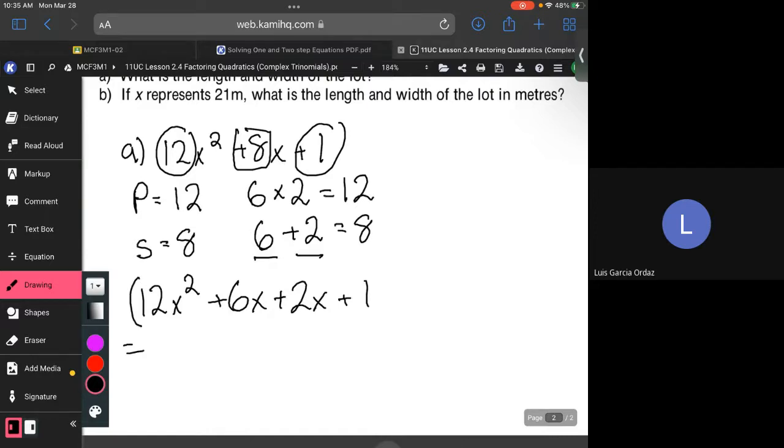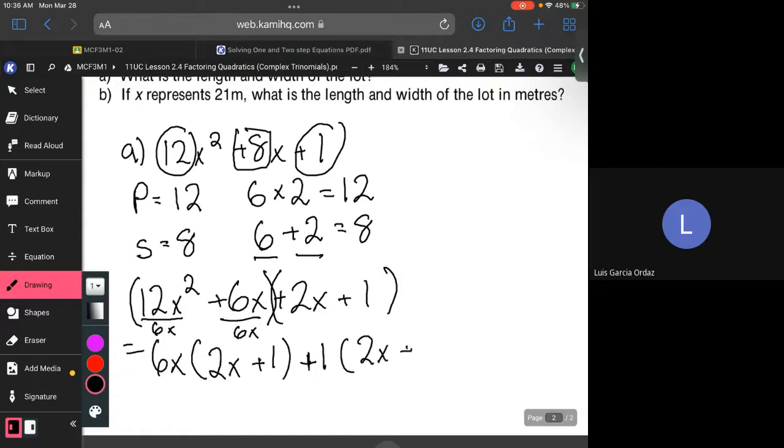Again, we look at my first two terms. So we have 12x squared and 6x. What's the biggest common factor between 12 and 6? 6. And between x squared and x is just x. So I'm going to divide both of them by 6x. What's 12 divided by 6? 2. What's x squared divided by x? Perfect. And what's 6x divided by 6x? 1. Any number divided by itself is always 1. Is there a common factor between 2x and 1? It's just 1. Whenever there's no common factor, it's always going to be 1. So it's going to be plus 1, and then you're just left with 2x plus 1.